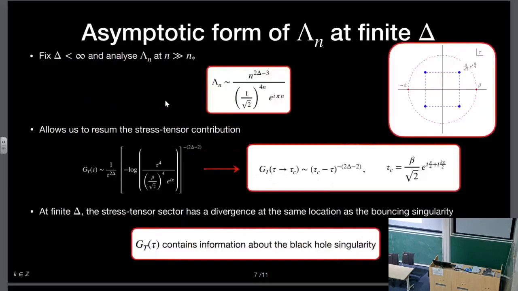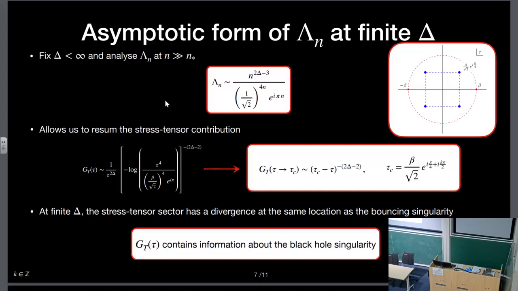Anyhow. Okay, what do we want to do now? I want to fix delta to a finite value, and I want to see what is the asymptotic value of the OPE coefficients that I just calculated. And what you can see is that you can find the asymptotic value. The asymptotic value has this nice formula which allows us to resum the OPE coefficients.